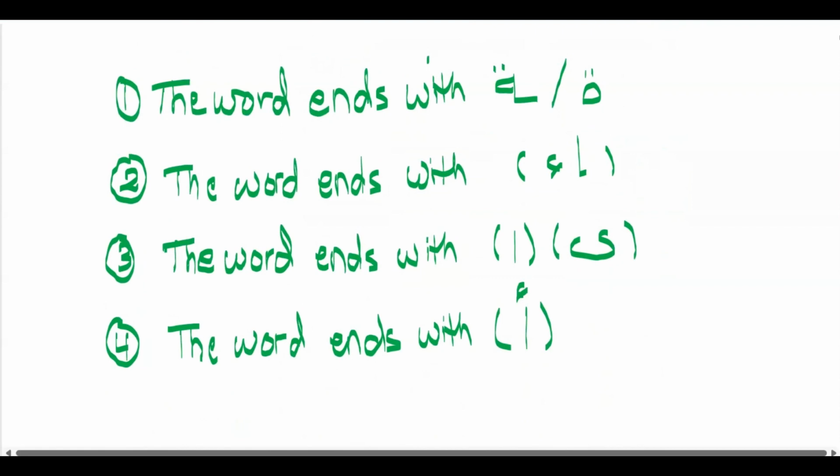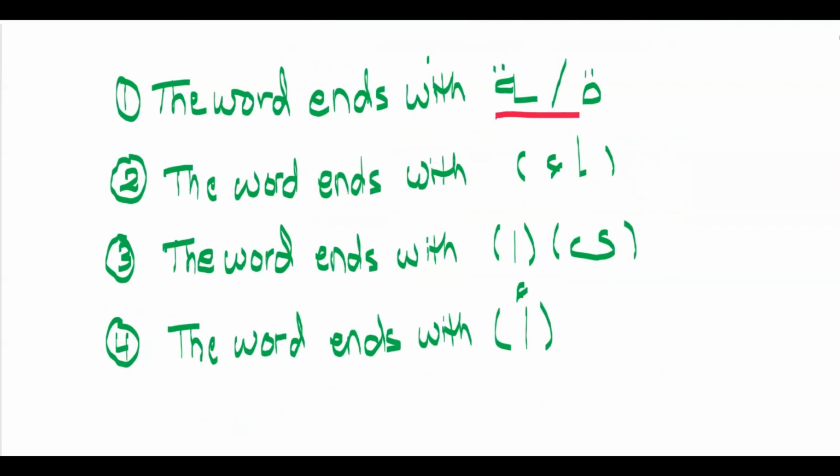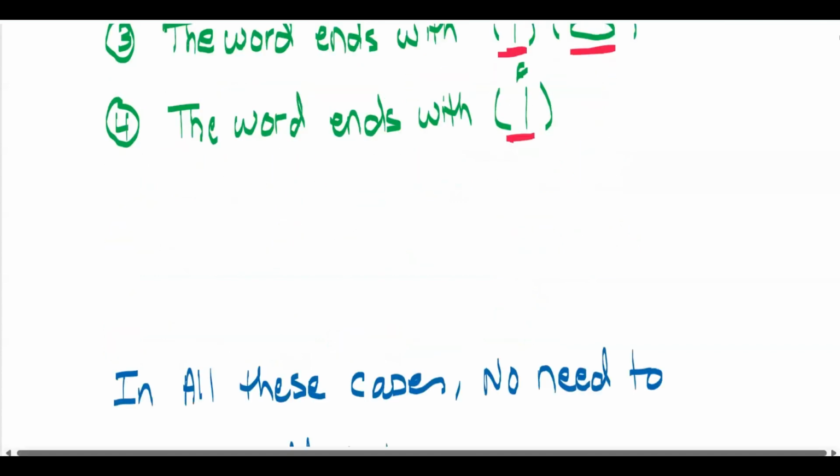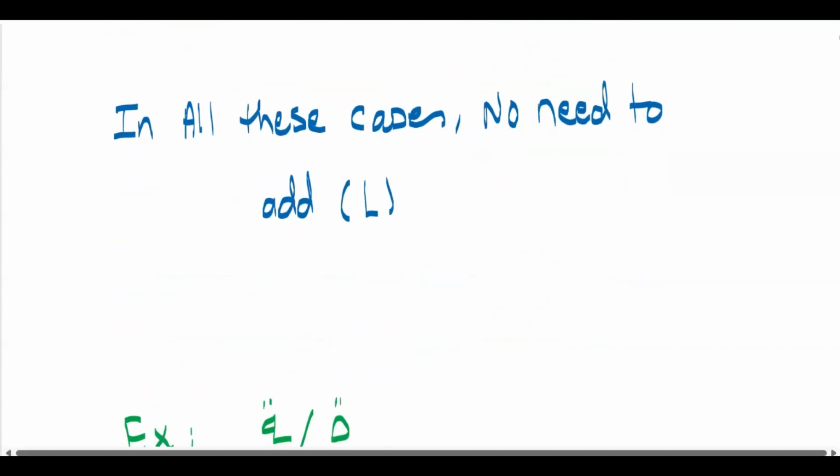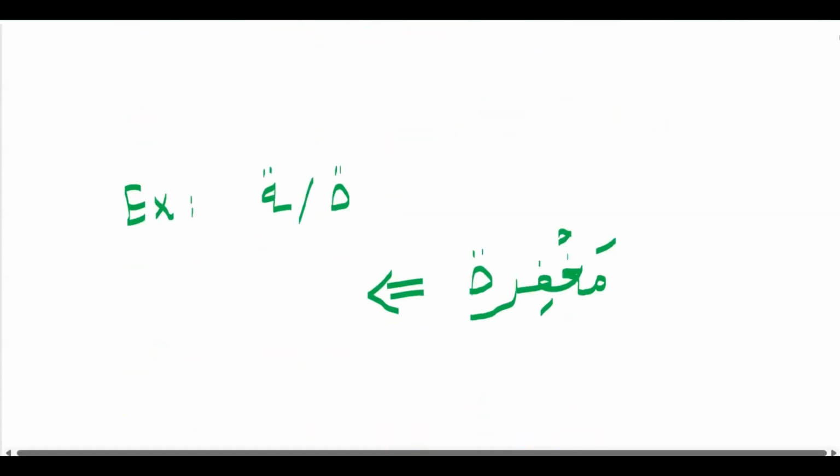The first one is when the word ends in ta marbuta, right here, as you can see, or when the word ends with an alif followed by a hamza, or when the word ends with an alif only, whether it is an alif mamduda or alif maqsura, or when the word ends with a hamza on an alif. Okay, let's take examples. In all these cases, there is no need to add an alif at the end. Let's look at it.